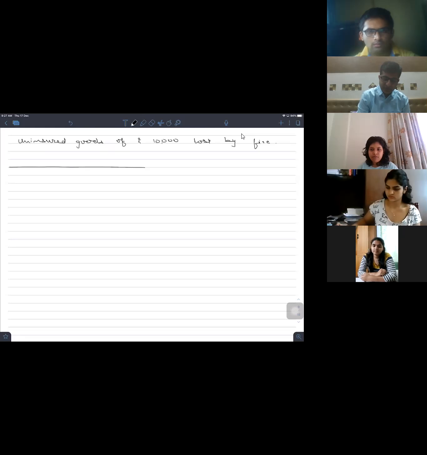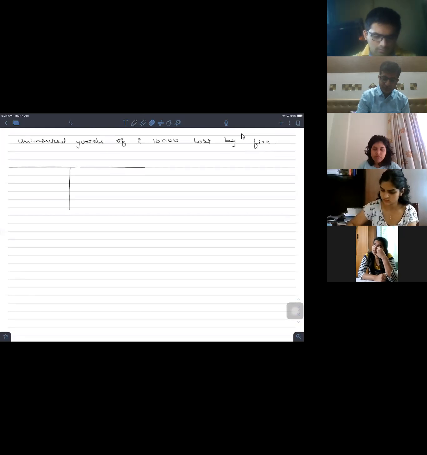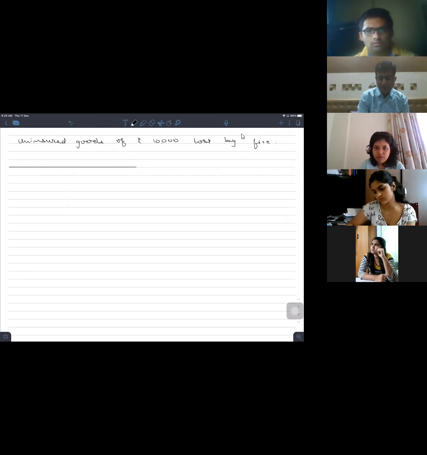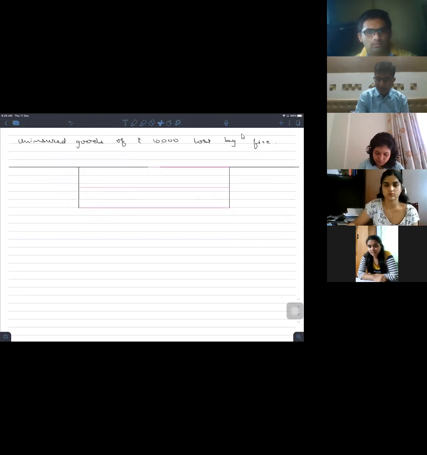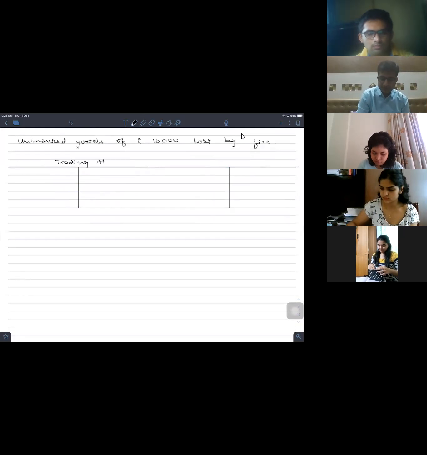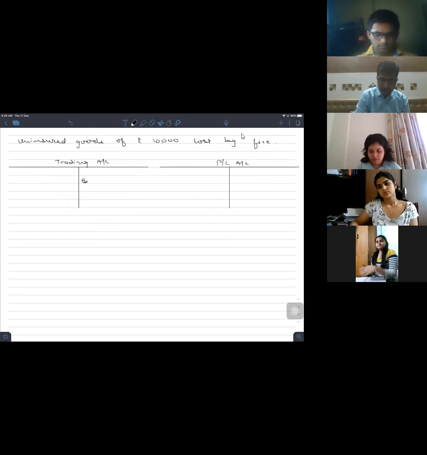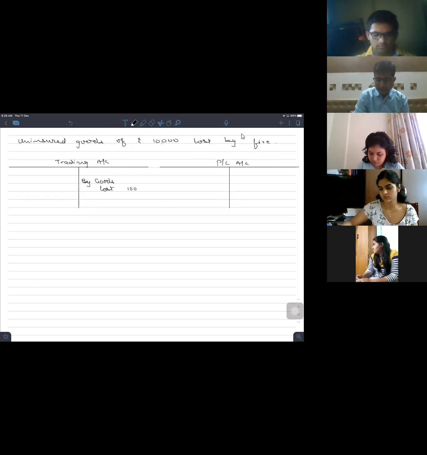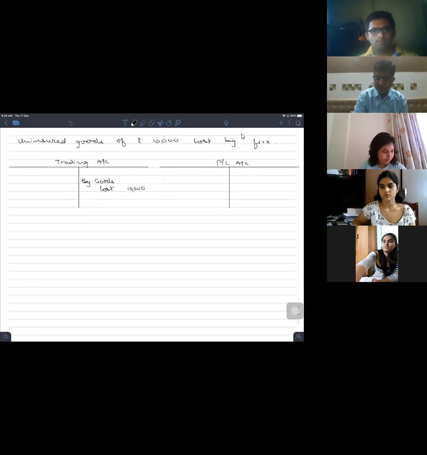So the effect of this kind of transaction will come only in your trading and profit and loss account. It won't come in your balance sheet because no asset or liability is involved. So if this is my trading account and this is the profit and loss account, in the trading account, on the credit side, I'll be writing by goods lost rupees 10,000. Correct? And at the same time, it being an abnormal loss, a non-operative loss, that will go into our profit and loss account on the debit side, because it is a loss.